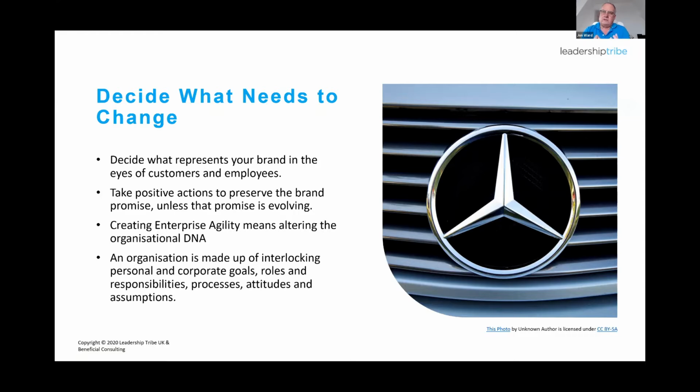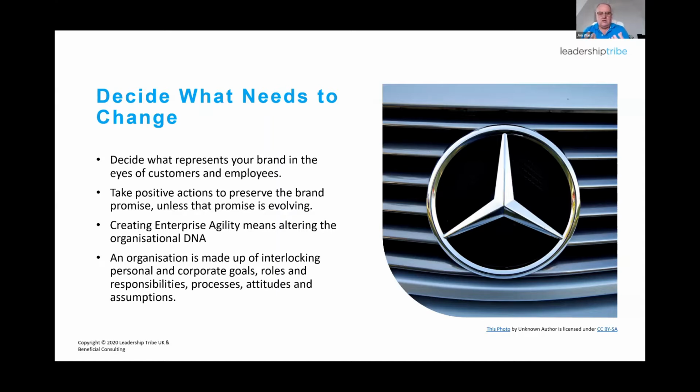So when we're starting to think about moving to Agile, and creating an Agile organization, we have to make sure that we keep the things that are important to us, that distinguish us in that marketplace. When we create enterprise agility, we're talking about changing the DNA of the organization. It's foundational change. We are talking about changing culture, working practices, organization, and so on.